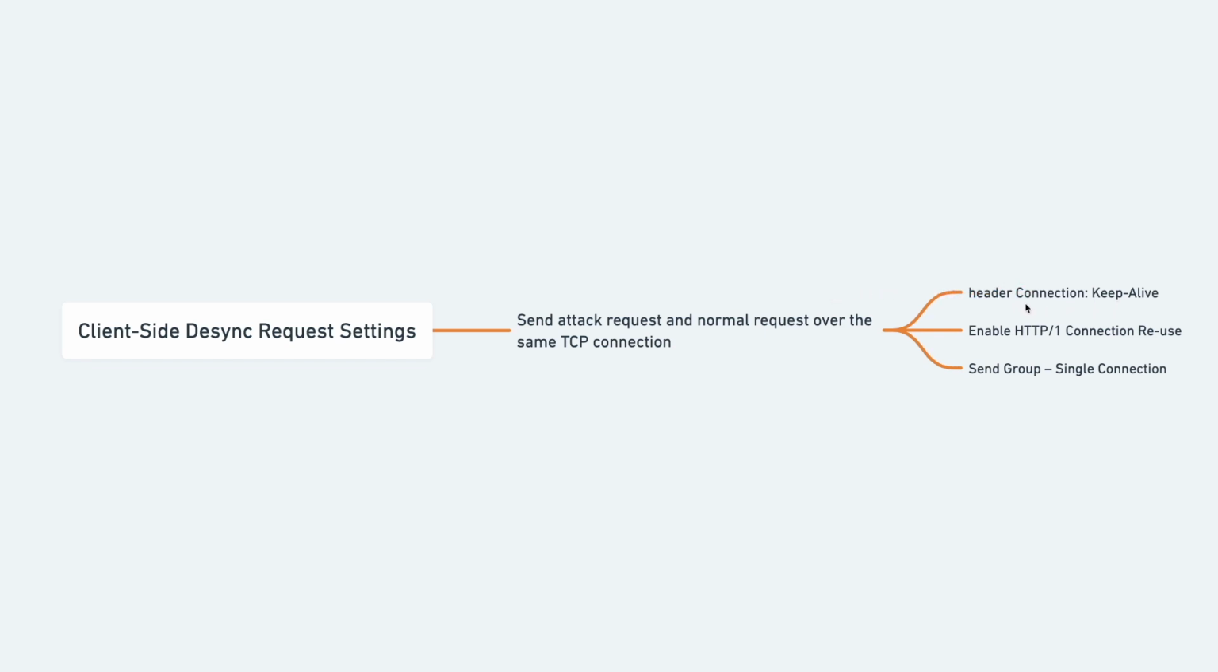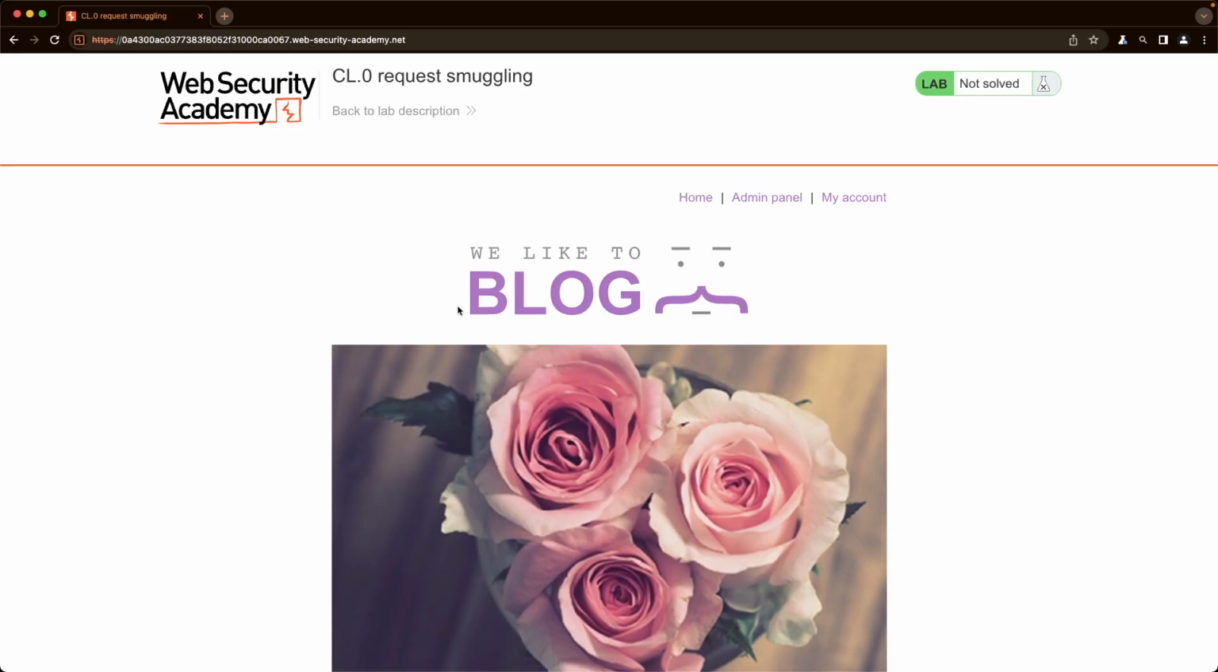Normally, Burp will ignore the connection keep alive header, so you need to go under the request settings and enable HTTP1 connection reuse. And then you also want to add both the attack request and the normal request to the same send group and send them in sequence over the single connection, so over the single TCP connection. So let's see what that looks like in the lab.